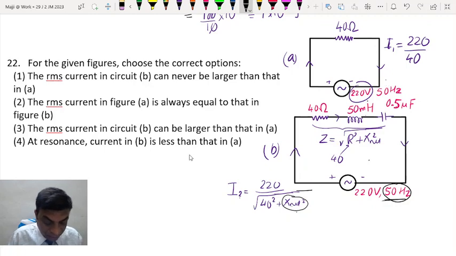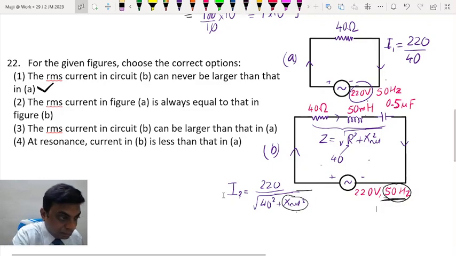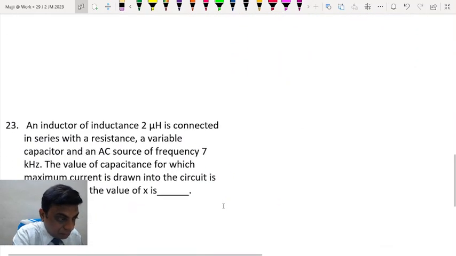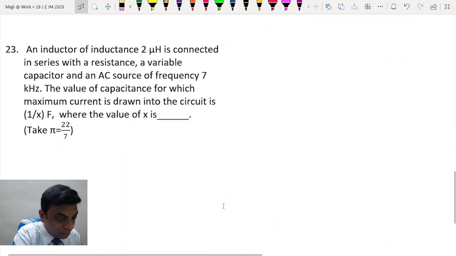So that means the RMS current in circuit B can never be greater than that in A. This is what RMS current in circuit B can never be greater than A. Either it can be equal or it can be less depending on the frequency. Okay. Then moving on to the next question.